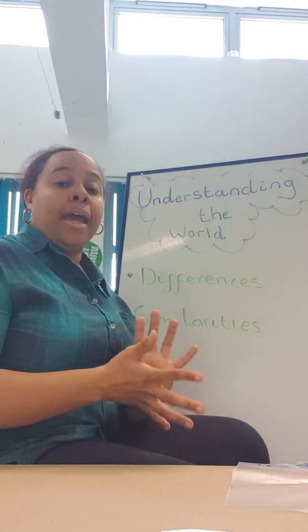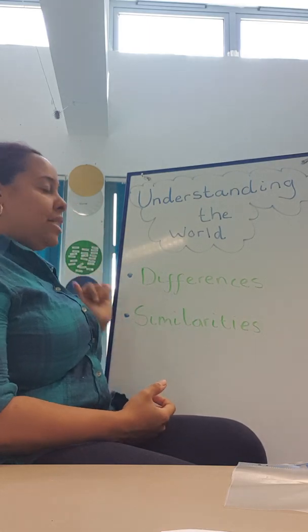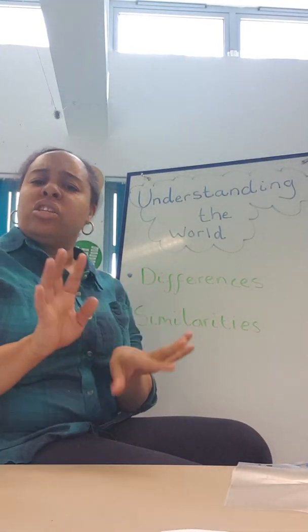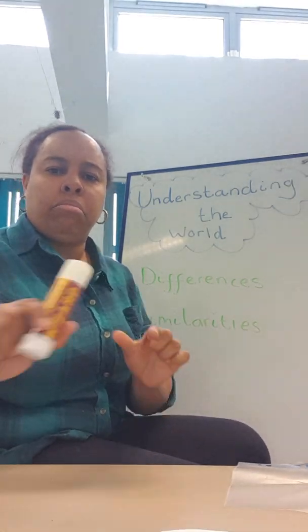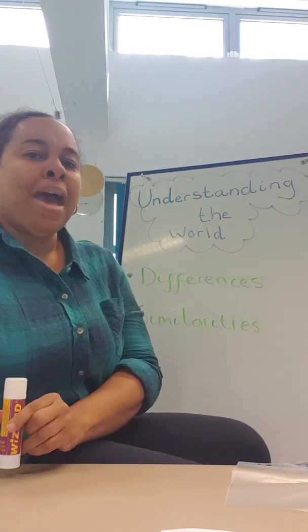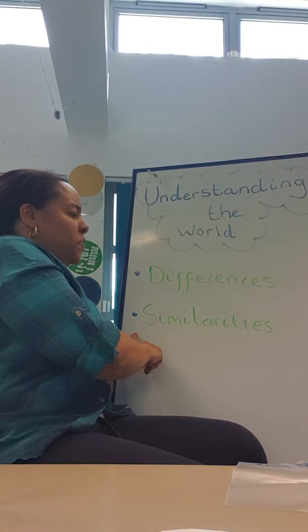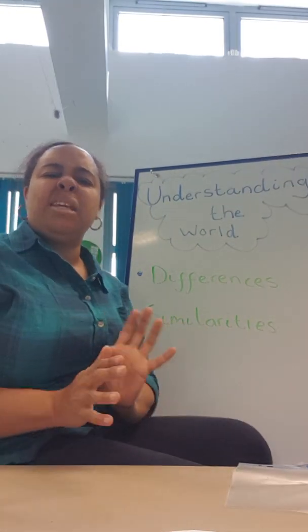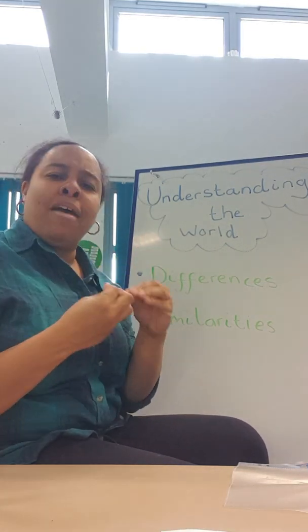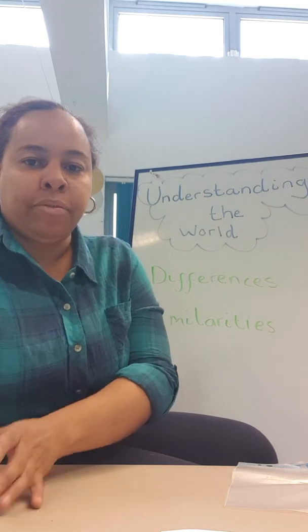So today, when we're doing our understanding of the world, we are going to be looking at differences, so things that are not the same, like glue and sunglasses: different, not the same, and things that have similarities. That means they're similar. They kind of look a little bit the same, or they might have the same purpose, but they're different.